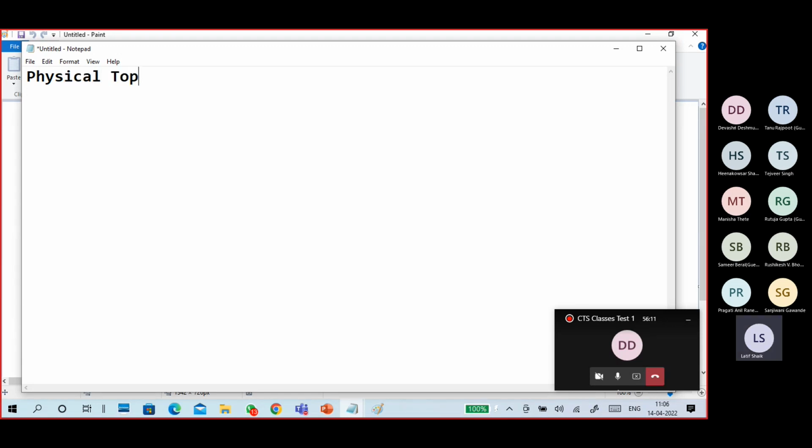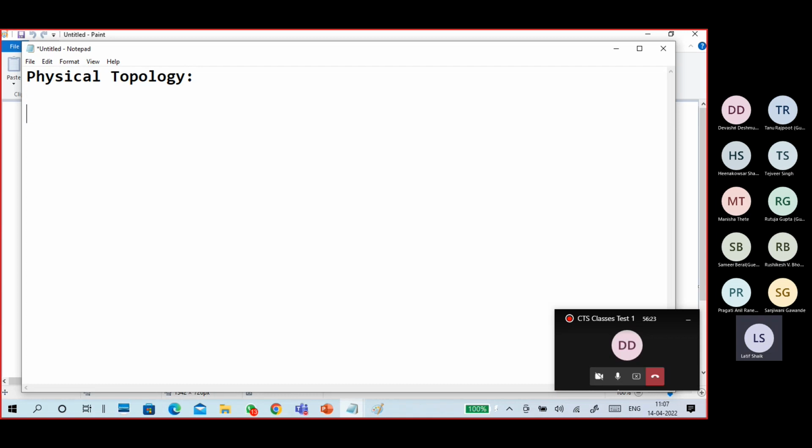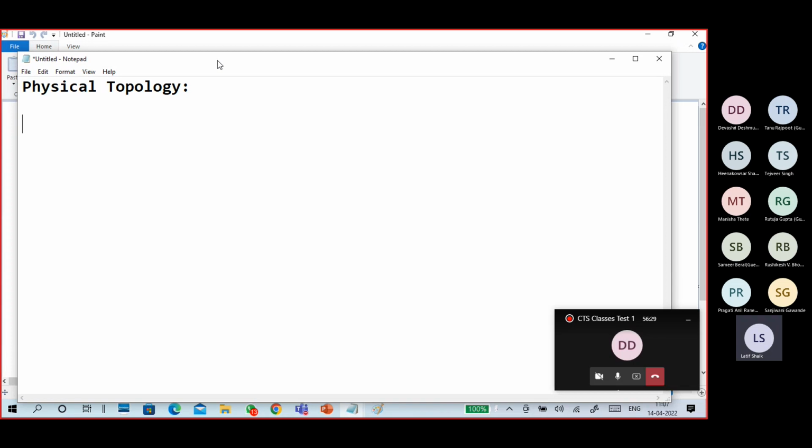Physical topology. Physical topology means how things are physically connected. It is like a network, not networking. So we physically create a network. So what are the physical topologies?